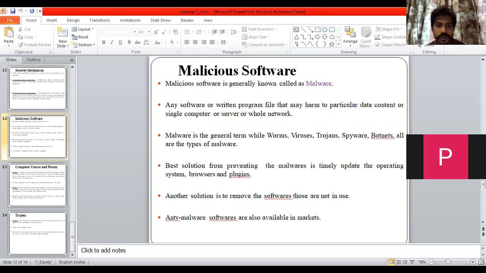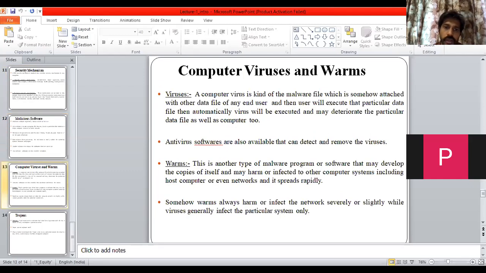So what is the solution? Another solution is to remove the software that is not in use, a very simple solution. And another is anti-malware software, which is also available in the market. So the antiviruses that you download or run on your system may be the solution for that.